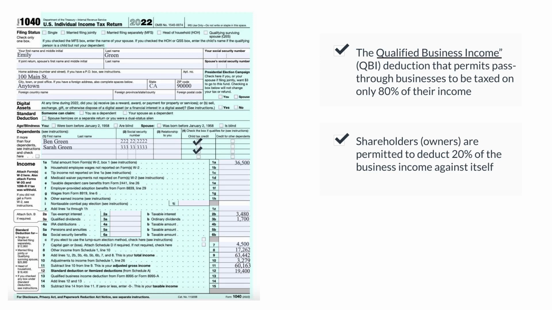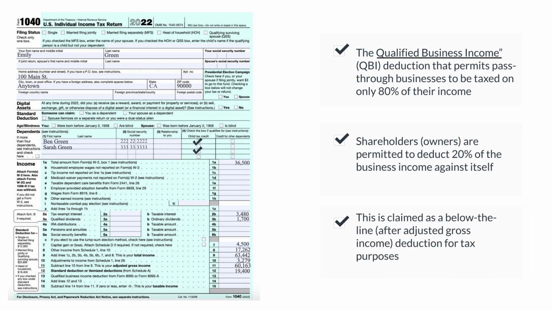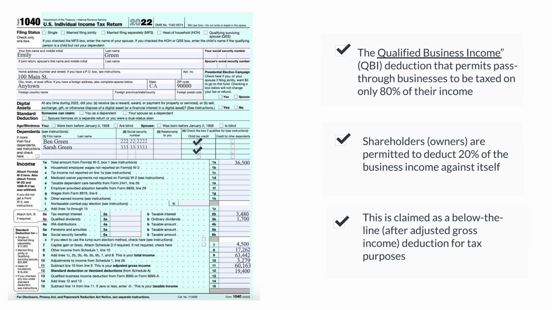The core of the qualified pass-through business income deduction is that shareholders or owners will simply be permitted to deduct 20% of the business income against itself, which will be claimed as a below-the-line after adjusted gross income deduction for tax purposes and entered here on line 13.